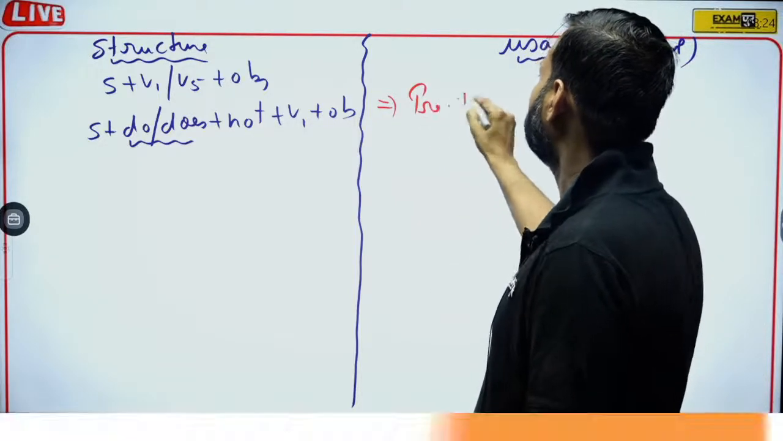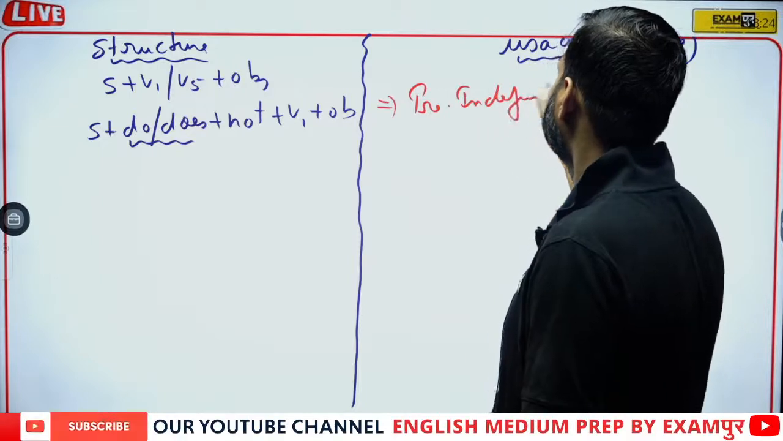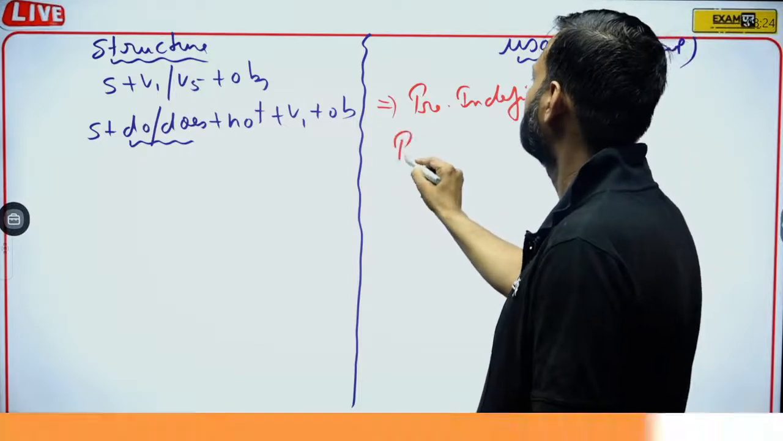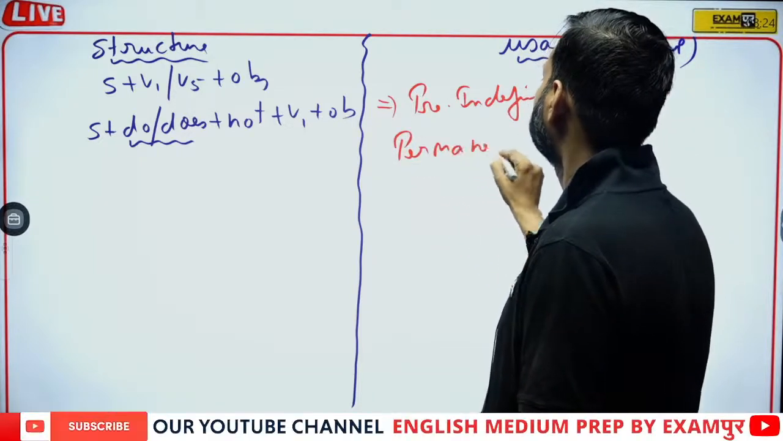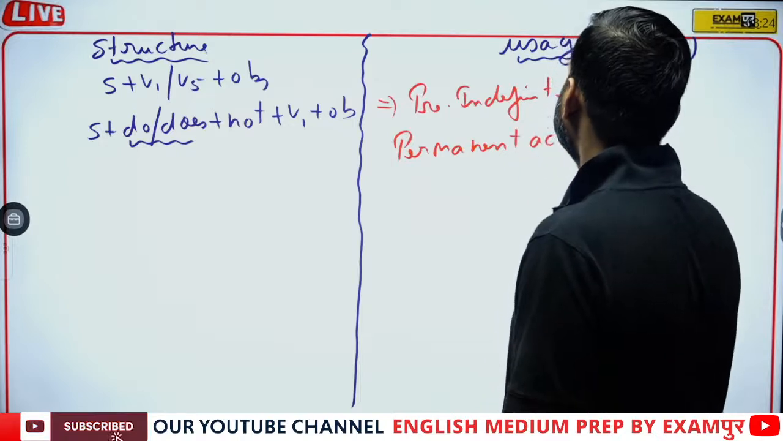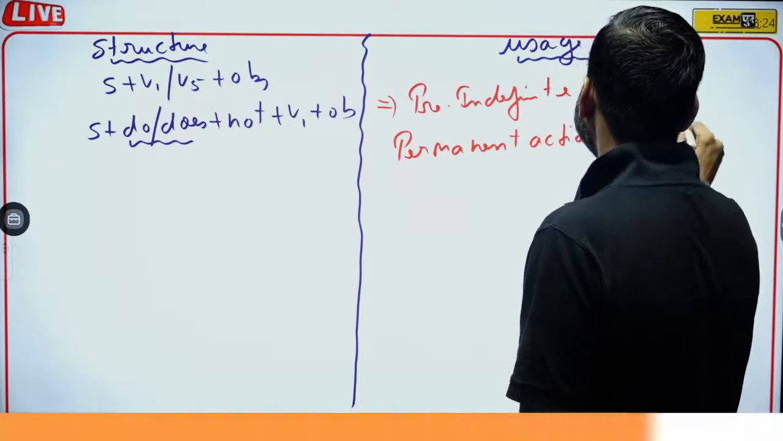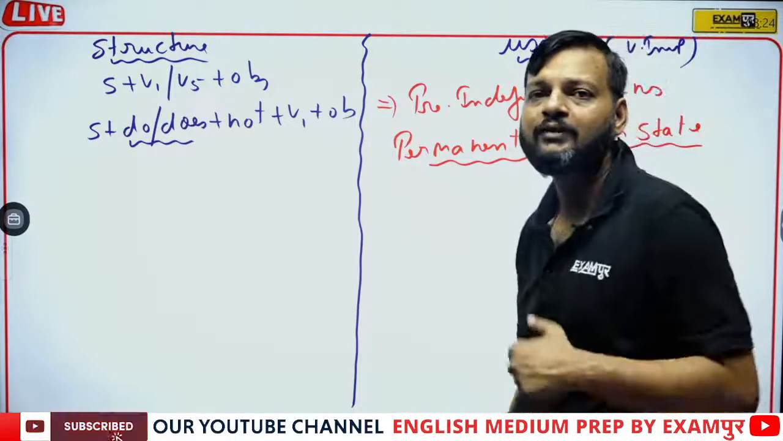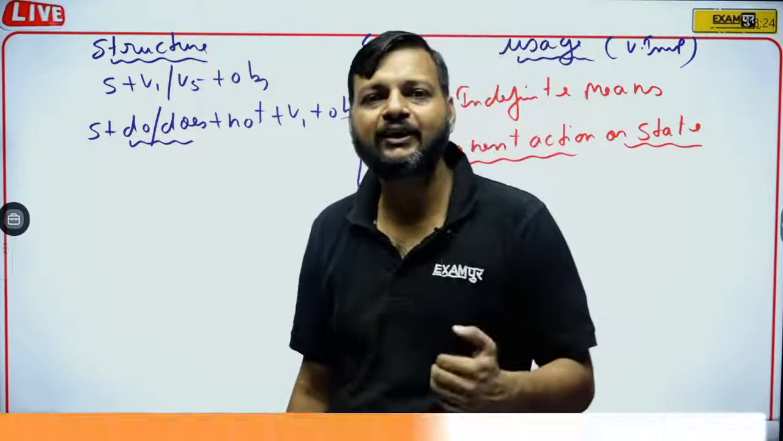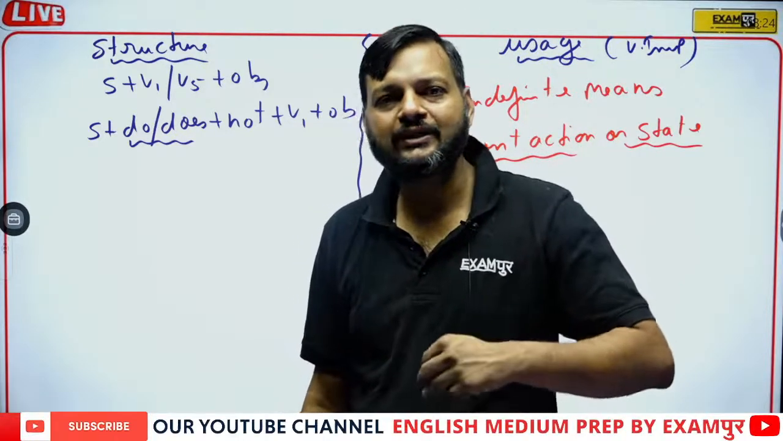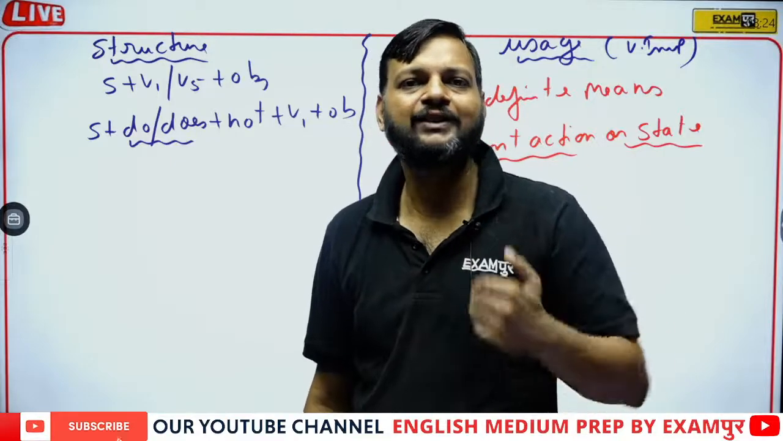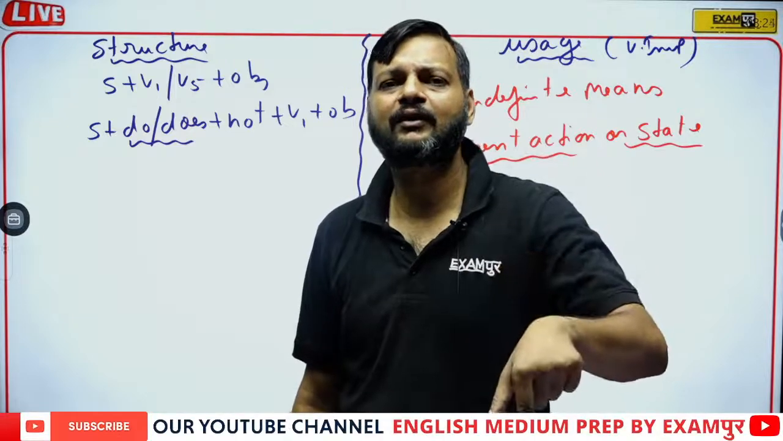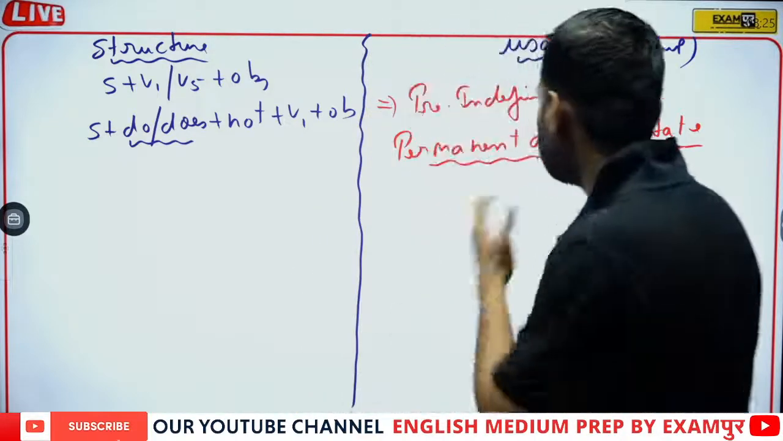Present indefinite means permanent action or state. Now what do you mean by permanent action? Permanent action means any action which has to happen, regular or irregular, doesn't matter, but it has to happen. Okay, permanent action.